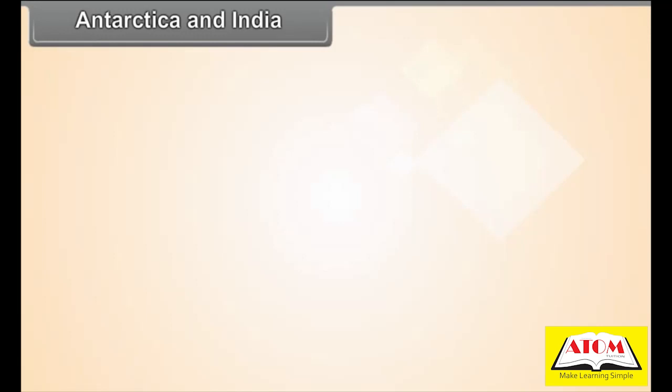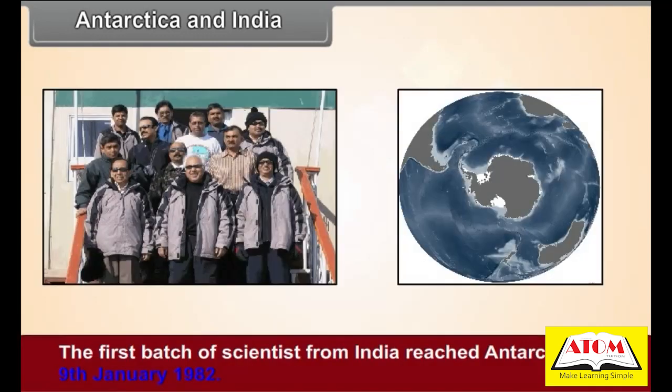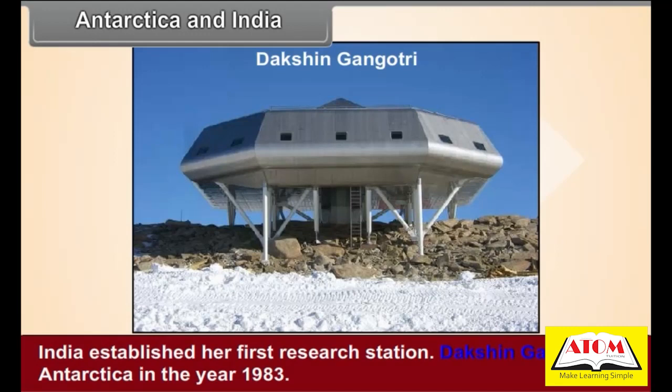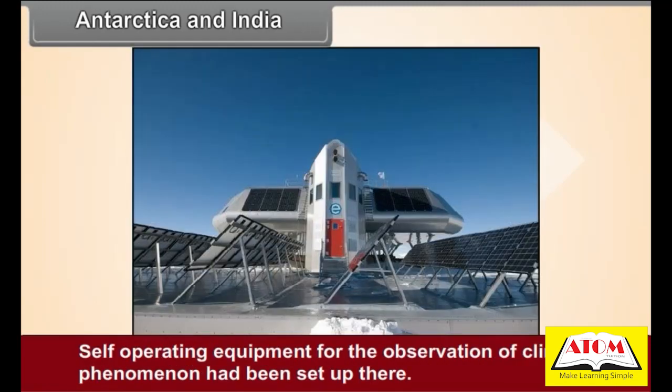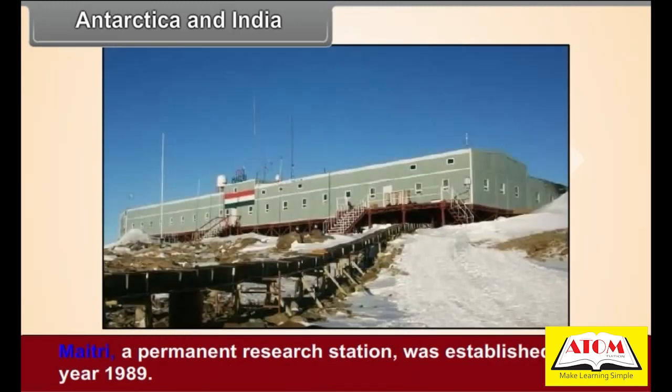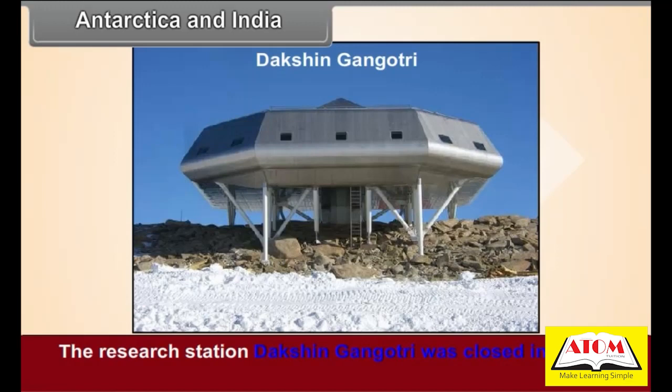Antarctica and India. The first batch of scientists from India reached Antarctica on 9 January 1982. India established her first research station, Dakshin Gangotri, in Antarctica in the year 1983. Self-operating equipment for the observation of climatic phenomena had been set up there. Maitrey, a permanent research station, was established in the year 1989. The research station Dakshin Gangotri was closed in 1991.